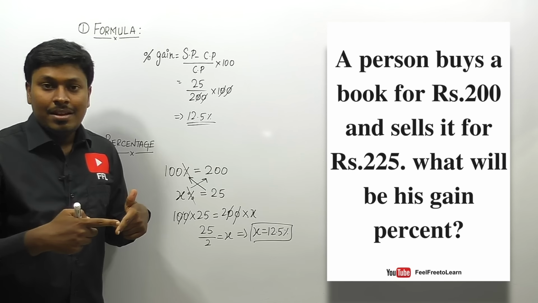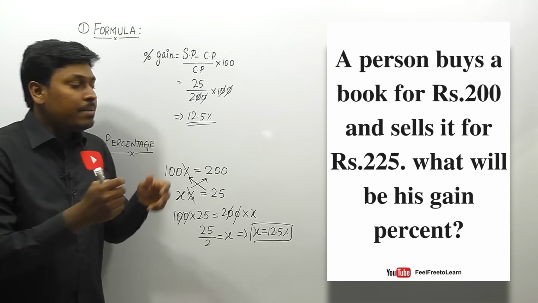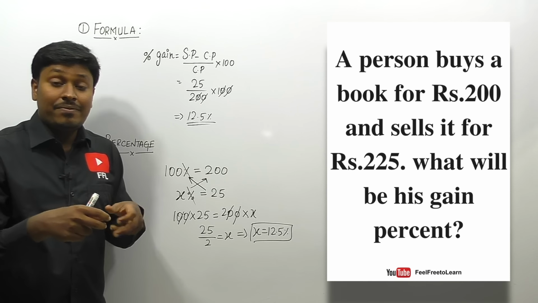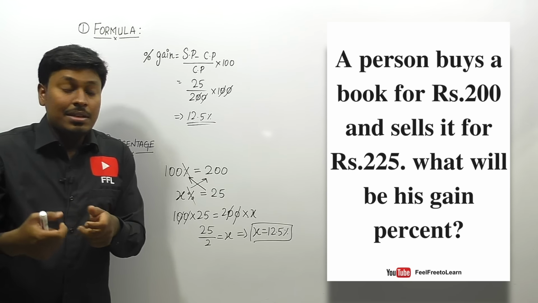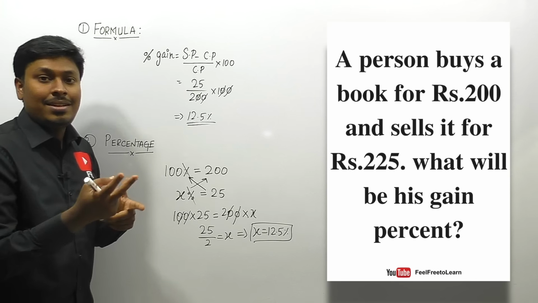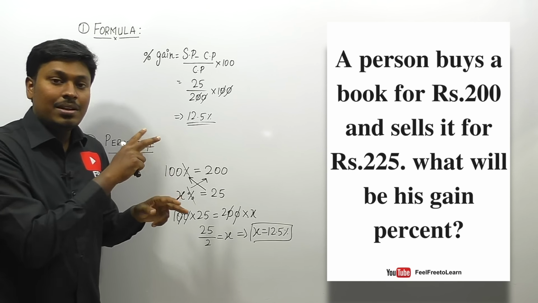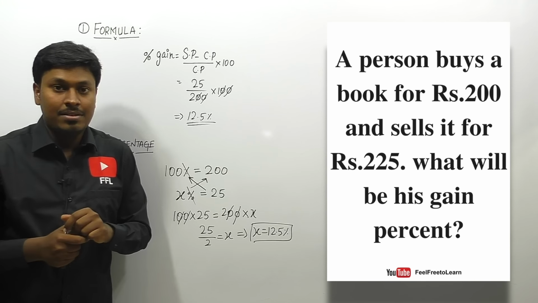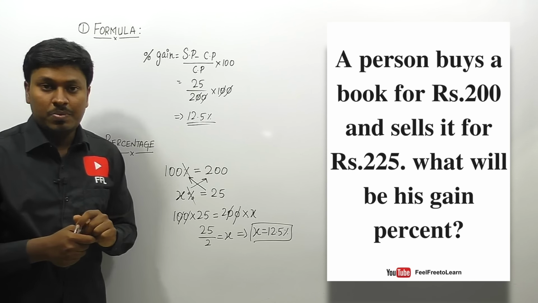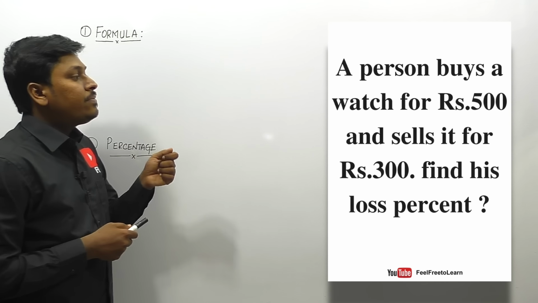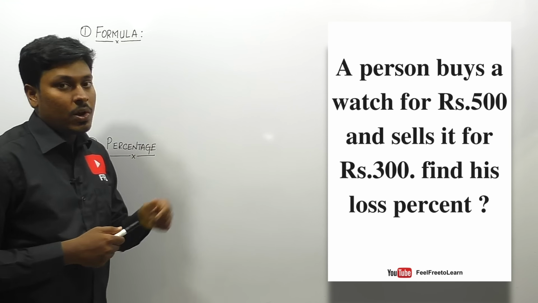So every question, some question should be solved only by using a formula method. We can go and apply the percentage method. But in case if there is any toughest question, some students will feel tougher to solve by using a percentage method. In that case, you can use a formula method. So learn both the methods. Definitely it will help you to crack a profit loss question. So let me move on to question number 2. A person buys a watch for rupees 500 and sells it for rupees 300. So find its loss percentage.